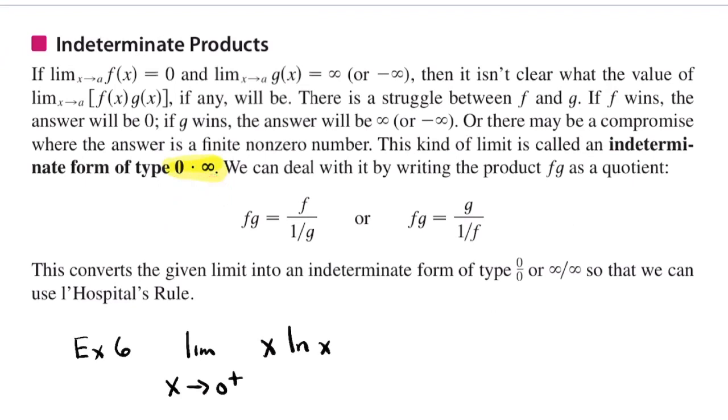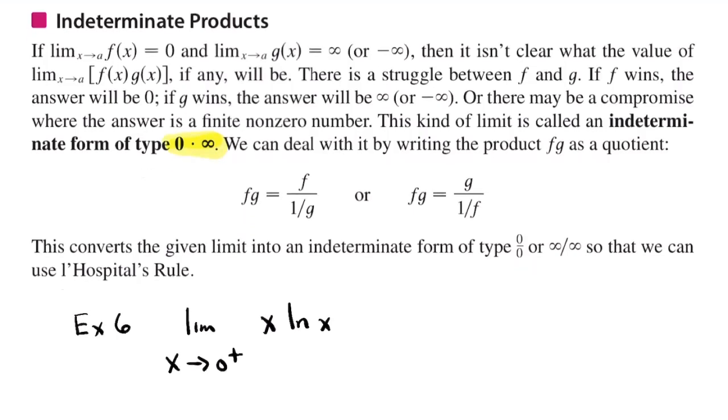So how we deal with that is we rewrite those products algebraically as fractions. For example, if f is going to 0 and g is going to infinity, then this thing is going to be a 0 over 0 form. If f is going to infinity and g is going to 0, then this will be a 0 over 0 form as well. So you can rewrite those things into one of those two forms.